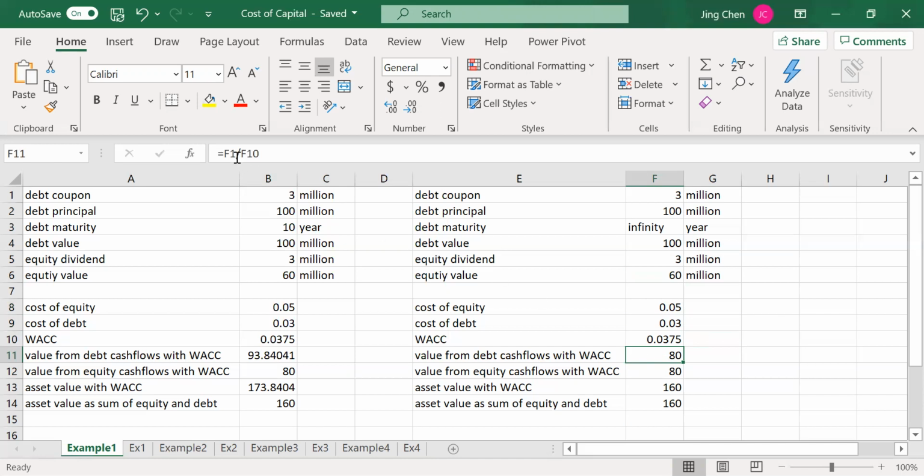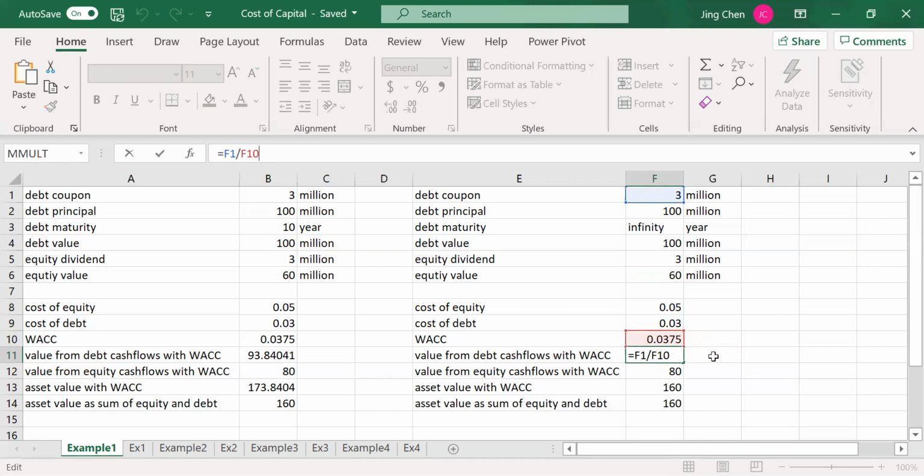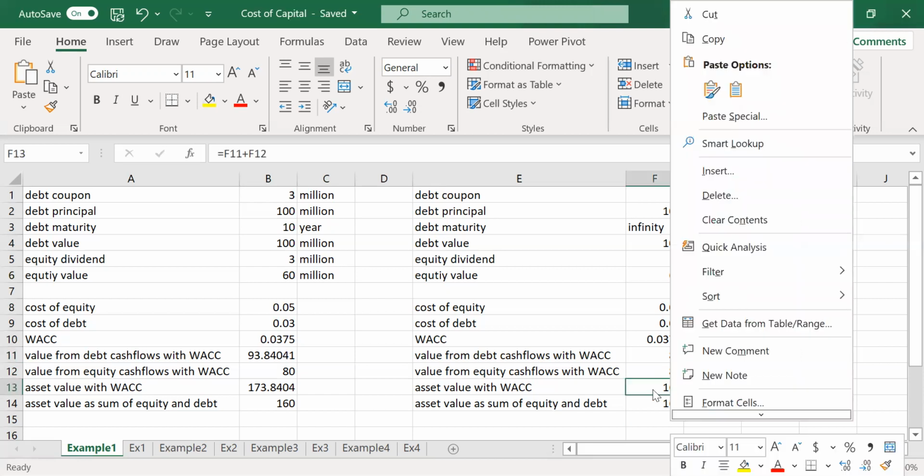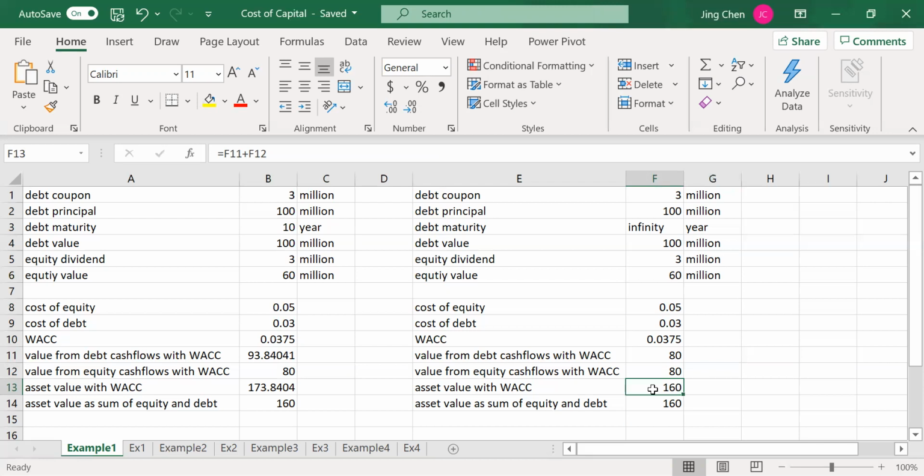It's simply the coupon discounted by WACC, okay? Because it rolls over to infinity. And the result is 80 million. Equity part is the same. So 80 plus 80 is 160. So this is the same as the sum of equity and debt.